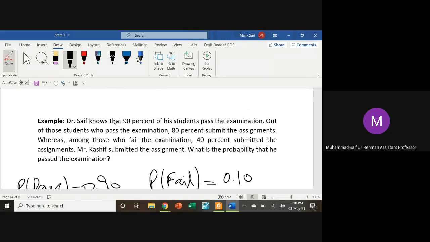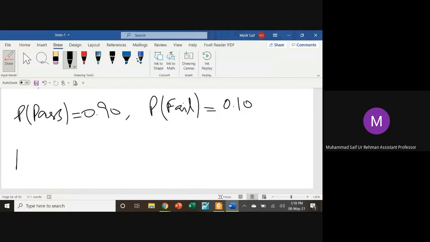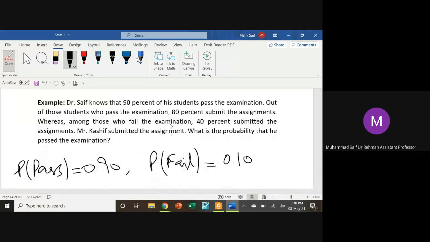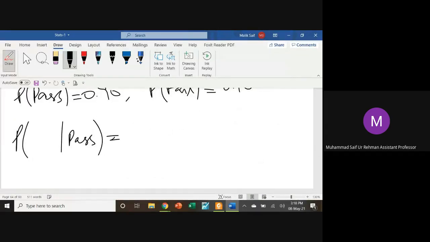Now see the situation. Out of those who pass the examination, as you read the sentence, you will write down over here pass. Out of those who pass the examination, you will write down like this. And what you will have to write down over here, see the statement. Those students who pass the examination, 80% submit the assignments. So 80%, 0.80, and here you will write down submit. Fine. Next.